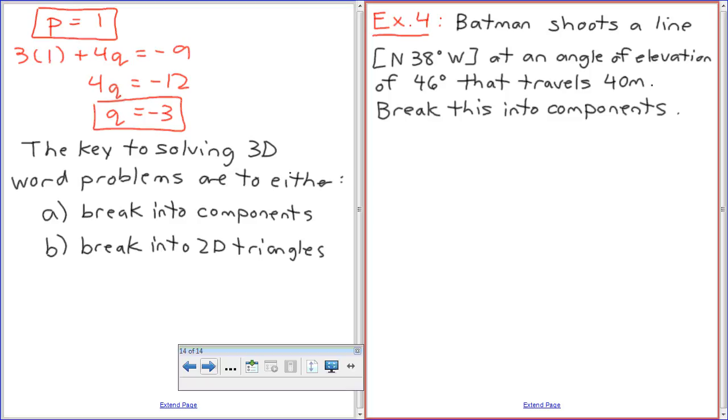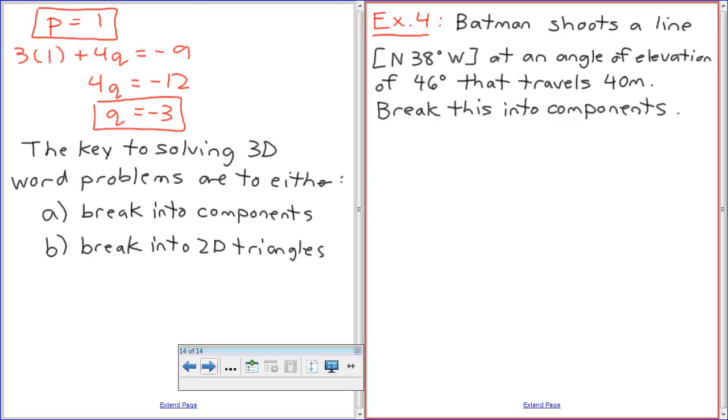Okay, so Batman is going to shoot a line, which is a web, north 38 degrees west, at an angle of elevation of 46 degrees, and it travels 40 meters. I want this broken into components. We'll go through this as a class to make sure that we're feeling okay about this, and then we'll get to something a little more complicated.